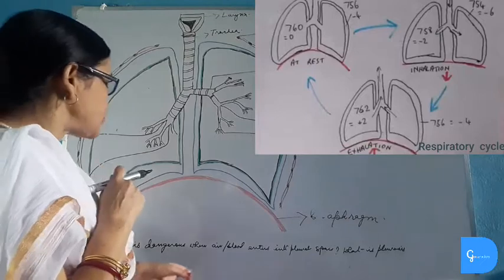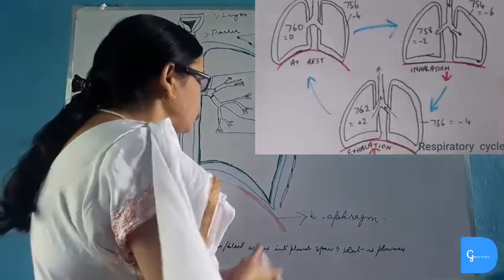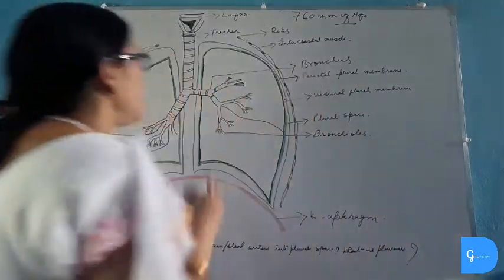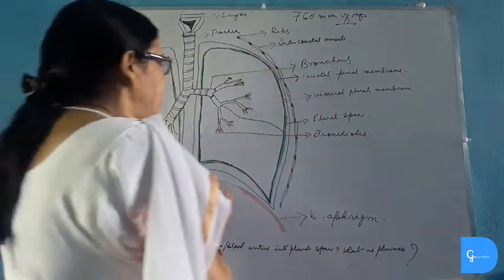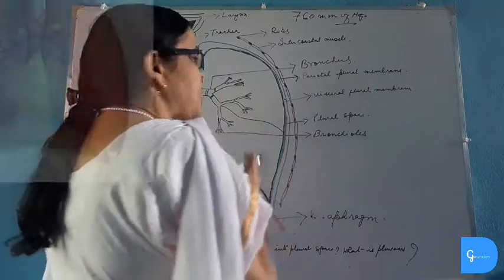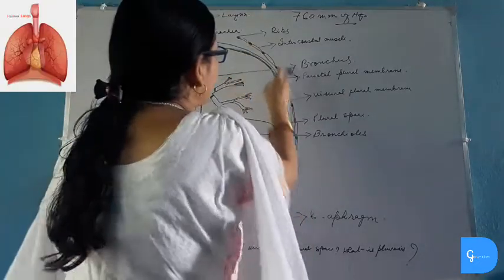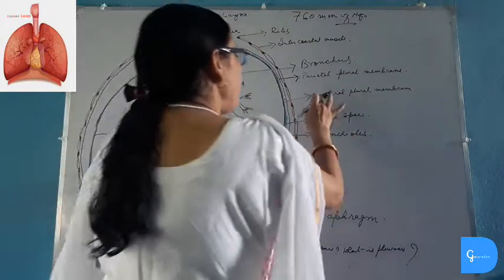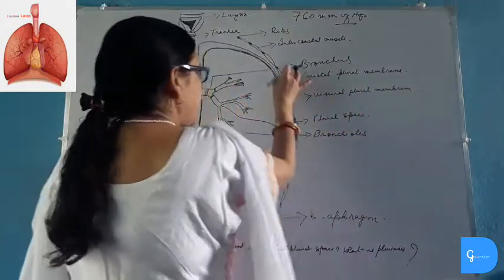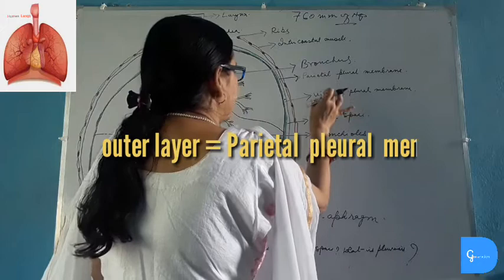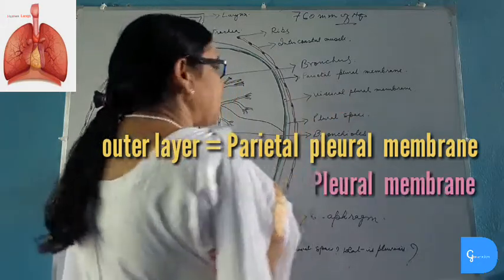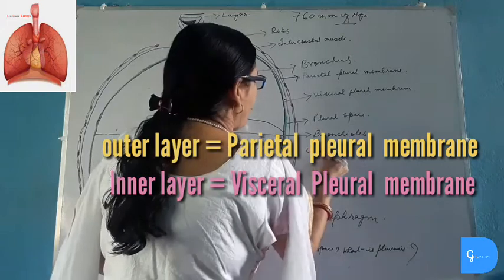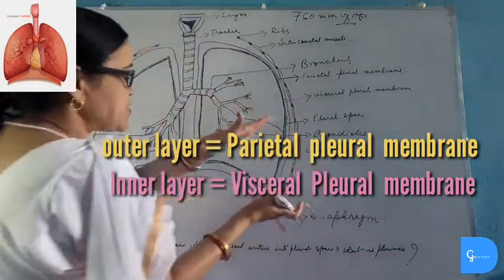Why is it dangerous when air or blood enters into the pleural space, and what is pleurosis? Now we have studied that the pleural membrane is divided into two parts. The outer layer is known as the parietal pleural membrane and the inner wall is known as the visceral pleural membrane, and there is a space in between the two layers, and this space is filled with a fluid and has a negative pressure of about 4 mm of mercury. So they remain stuck together.